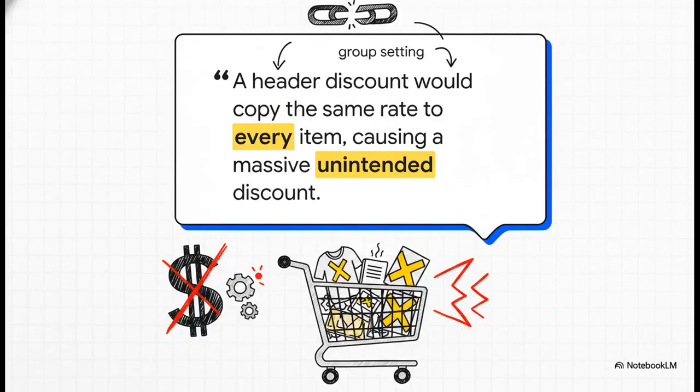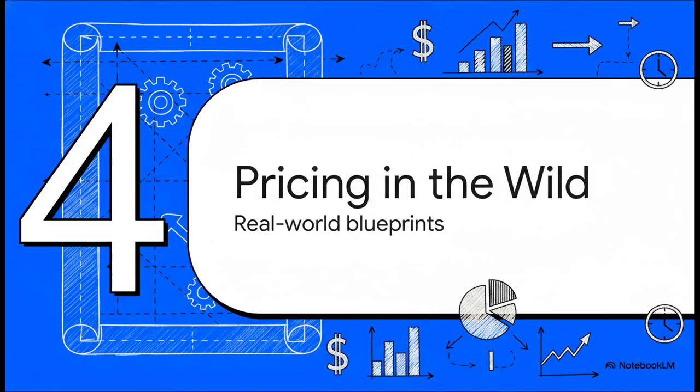And I've got to tell you, getting this one setting right is absolutely critical. Our source material puts it perfectly. Making a small mistake here can be a disaster. Let's say you have a $100 discount for the whole cart. If you forget to set it as a group discount, the system might apply that $100 off to every single item in the cart. That one tiny checkbox can be the difference between a smart promotion and a huge financial blunder.